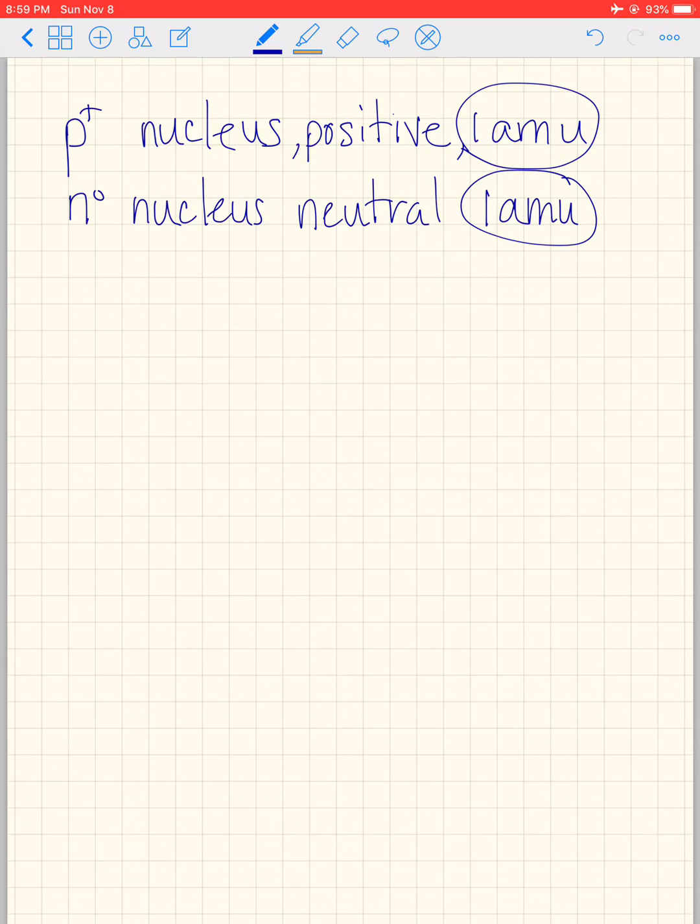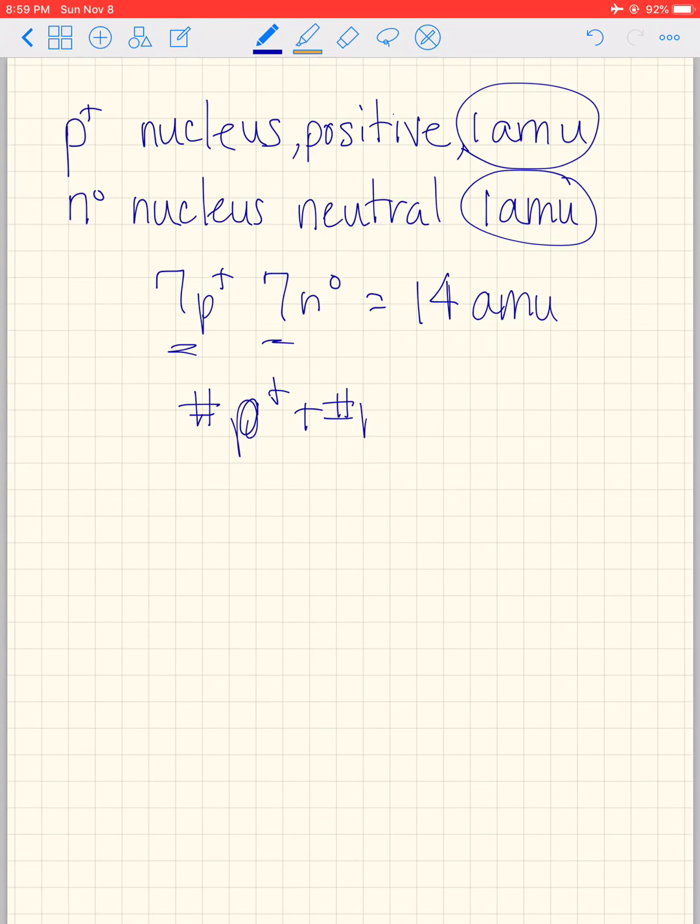So if I have 7 protons and 7 neutrons, then that means I have a mass of 14 AMU in the nucleus. All you have to do is add the number of protons plus the number of neutrons. In fact, you should write that down. The number of protons plus the number of neutrons is equal to the atomic mass.